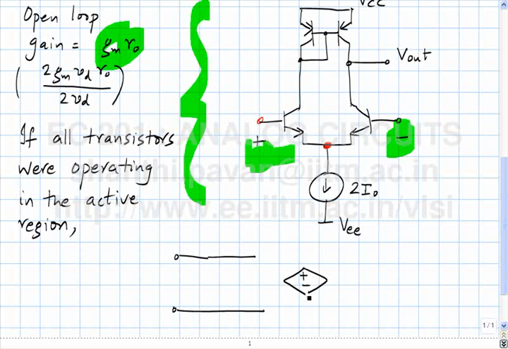The gain is, as we just saw, so the difference between the positive and negative terminal is Vx. Then we already have seen that the gain is A times Vx, where A is Gm times Ro. Now, what do you think is the output impedance looking in here?